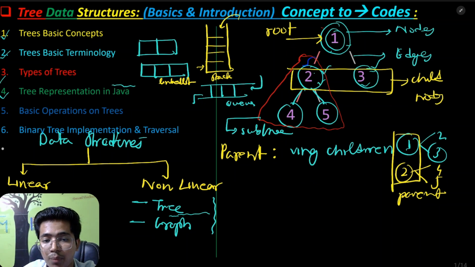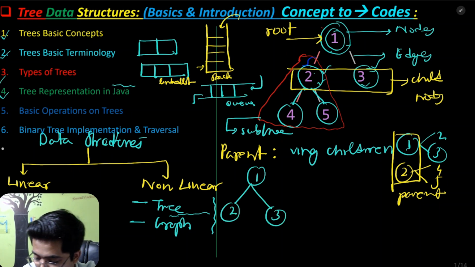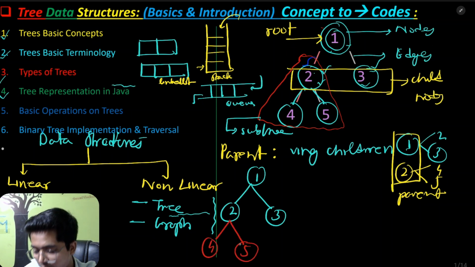After the subtree term, we will be observing the depth of a node. There are more terms like depth of a node and height of a node. So let's first understand this. Let's understand the tree again in architecture way. That is 1. 1 has two children, 2 and 3, and 2 has two additional children, 4 and 5.